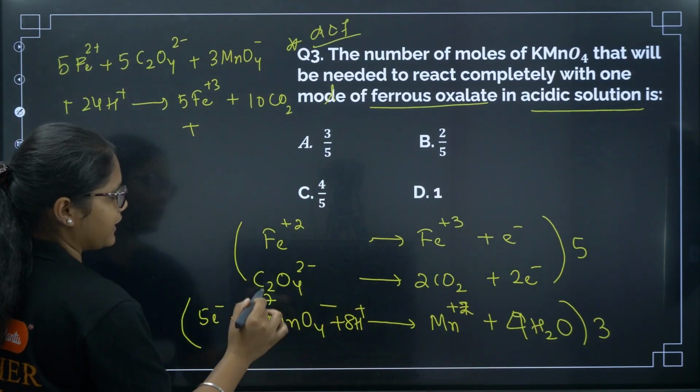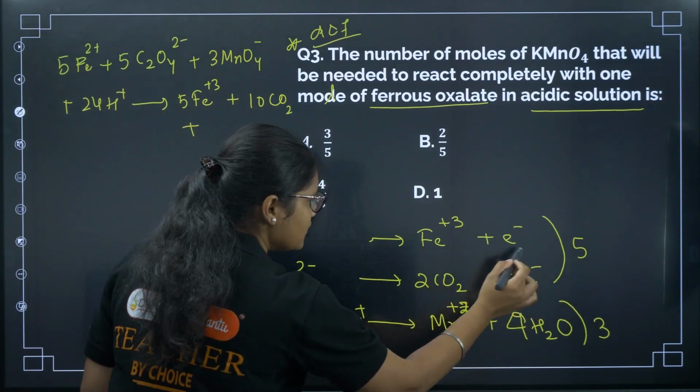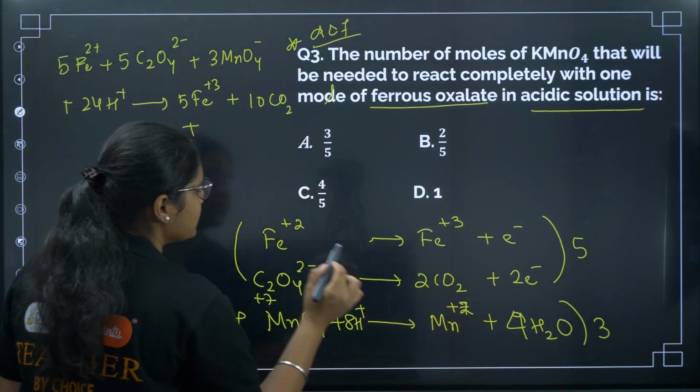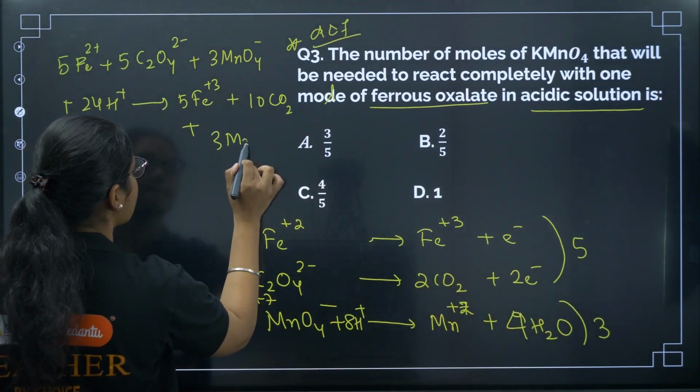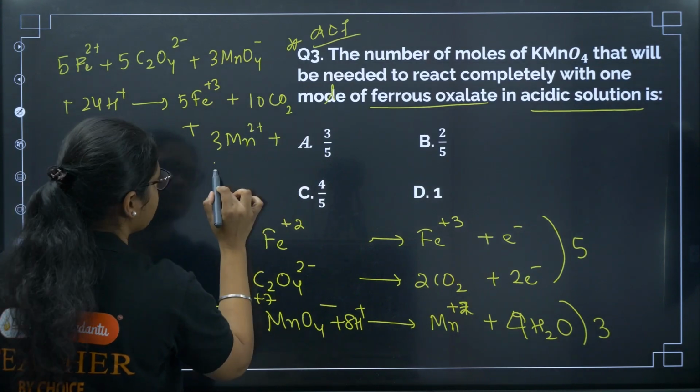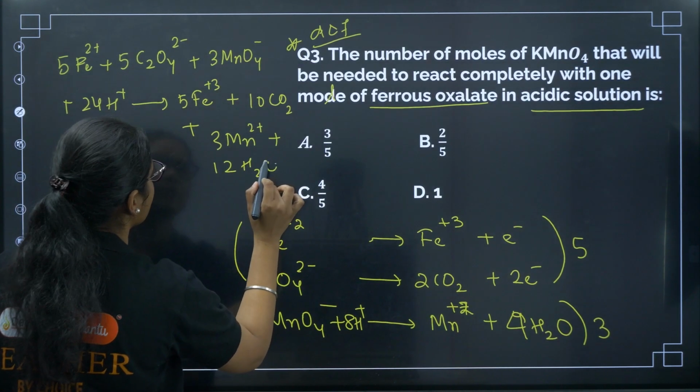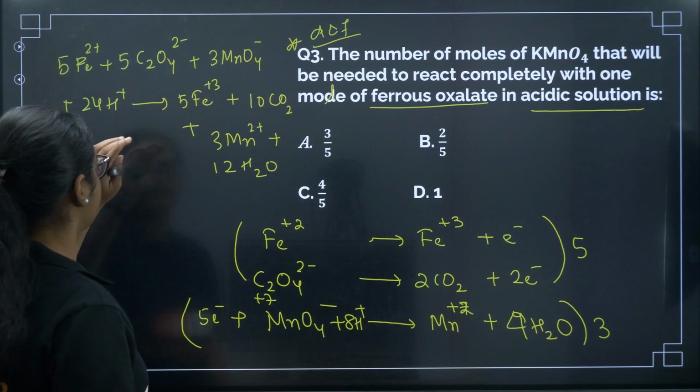Here also we have 15 electrons, so electrons are getting cancelled. So next we will have 3 Mn2+, and we will have 12 water. So you can see 24 H, so the reaction is balanced.